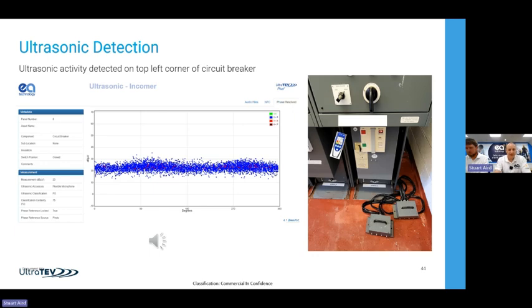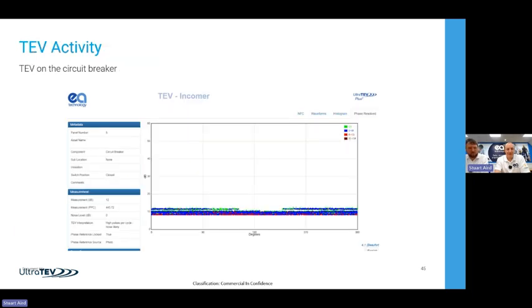So I'll just play the sound for that as well. Quite a loud one. It'll wake you all up anyway, if nothing else. And we can clearly hear the partial discharge activity.